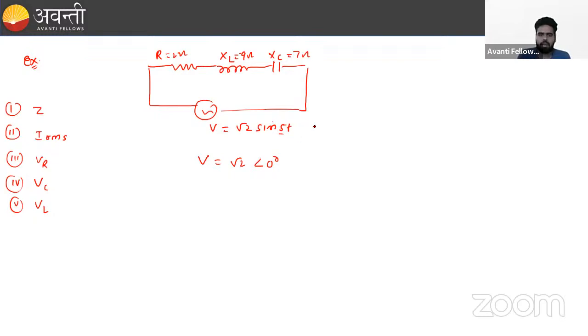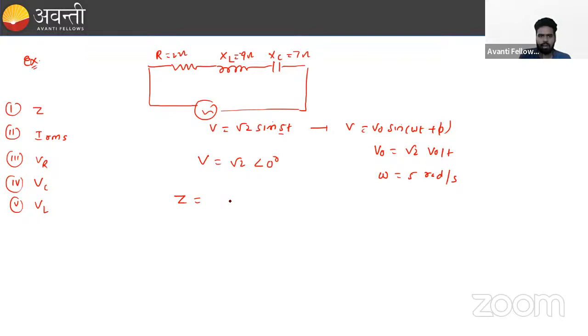Here, if we compare this with the standard equation V naught sine omega t plus phi, where phi is the initial phase, V naught, the peak voltage, is root 2 volt, and the value of omega can be written as 5 radian per second. Correct. If we want to find the value of Z here, we have to draw the impedance triangle.